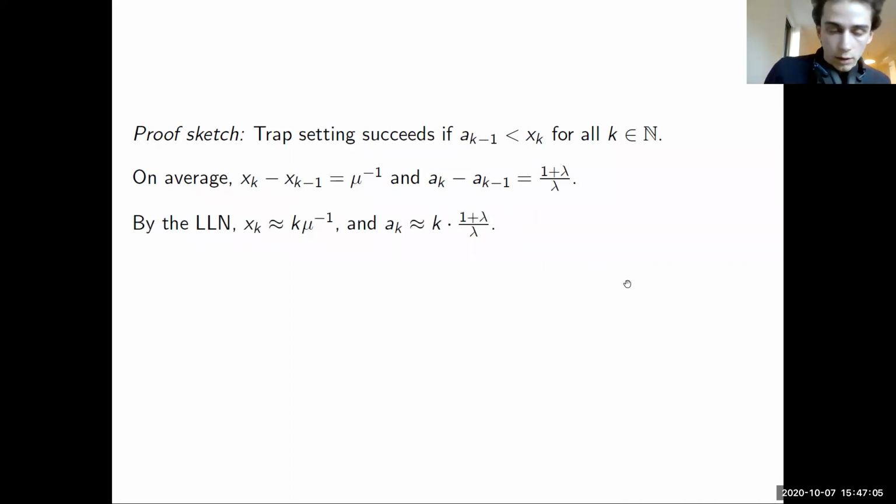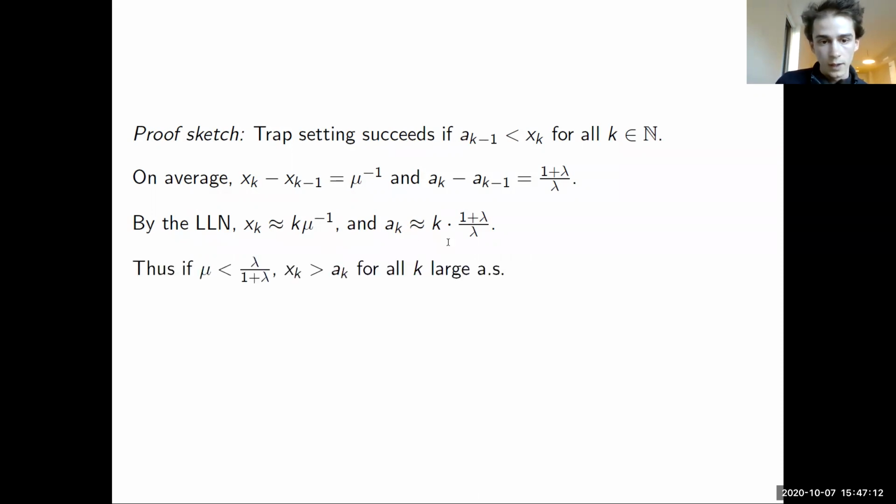So by the law of large numbers, xk is roughly k times its mean, and same for the trap. And so this tells me that for k sufficiently large, if this condition held, if mu is strictly less than lambda over 1 plus lambda, then this condition does hold. The trap setting makes sense for sufficiently large k.